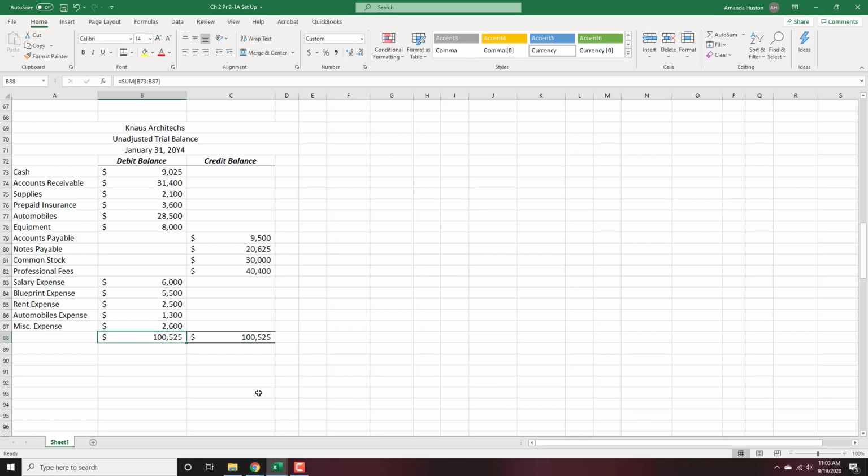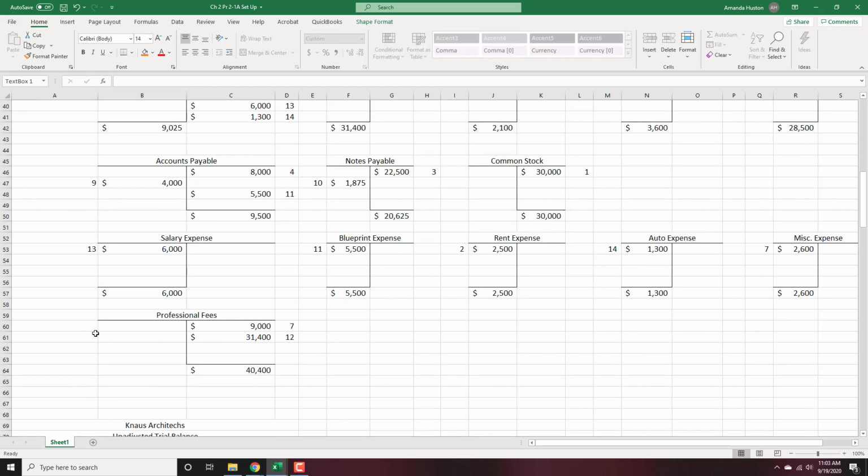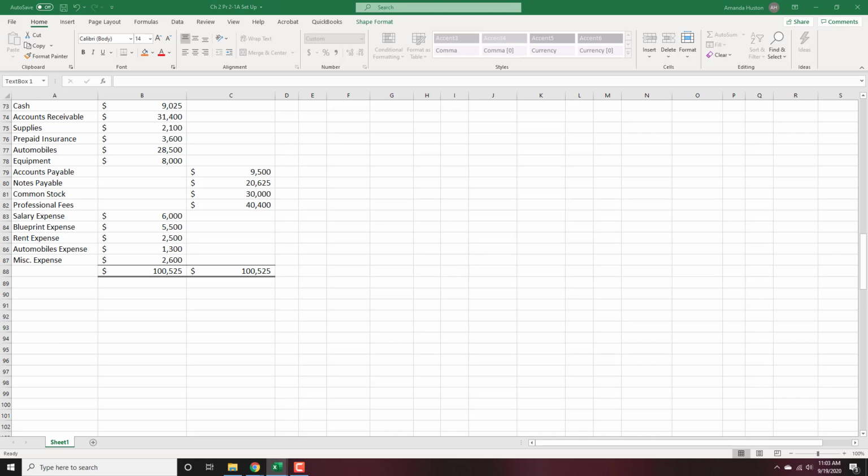All right, our final question of this problem says, determine what net income or loss was for January. So remember, we'll make an income statement. It doesn't say make an income statement, so I'm just going to calculate it. So we would have professional fees, which is 40,400. And then we would have expenses.